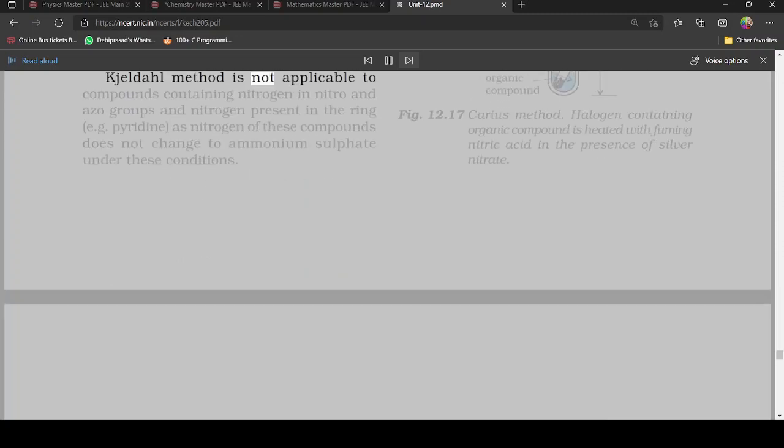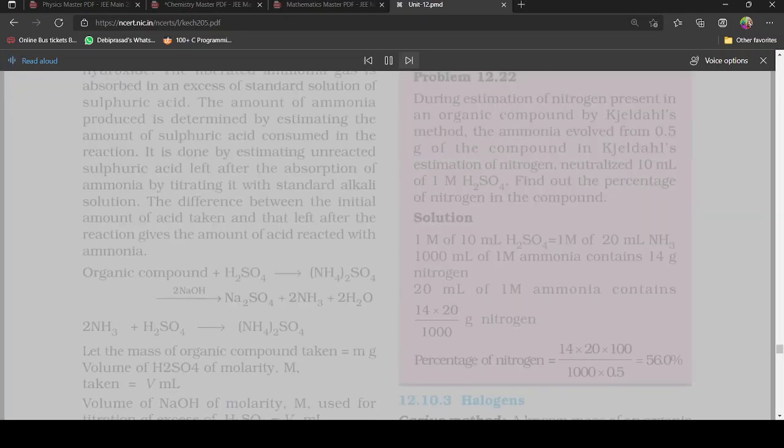Kjeldahl method is not applicable to compounds containing nitrogen in nitro and azo groups and nitrogen present in the ring, e.g. pyridine, as nitrogen of these compounds does not change to ammonium sulfate under these conditions. Problem 12.22. During estimation, the percentage of nitrogen is equal to 56.0%. 12.10.3 Halogens. Carius method.